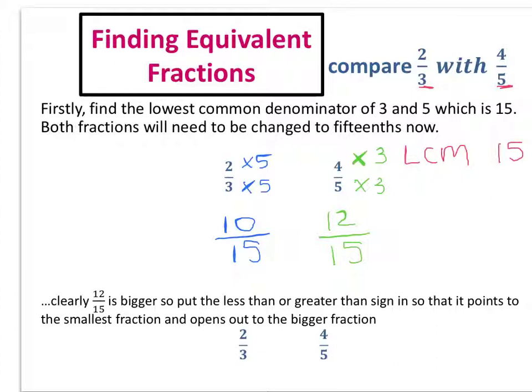Clearly 12/15 is going to be bigger than 10/15, so we want to put our less than or greater than sign in so that it points to the smallest fraction and opens out to the bigger fraction. So now we can read 2/3 is less than 4/5. A good way to think about the less than sign is to think of it as an L for less than. And that's the end of our video on rational numbers.